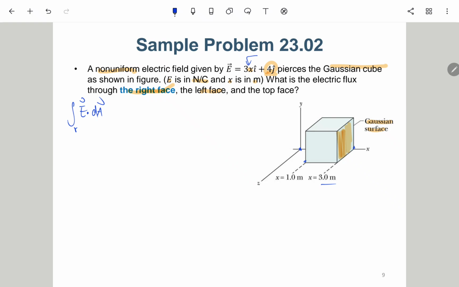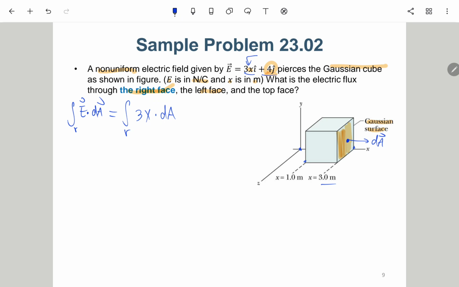So in this case we have the integration over the right face of E dot dA, with 3x and 4j. You may ask why it suddenly turns out to be like that. We may consider something like this. Suppose we are on the right face. It is a plane. For this whole plane, the dA should be pointing to the right side. It is perpendicular to the plane and pointing outside of this cube. So dA always points to the right side.